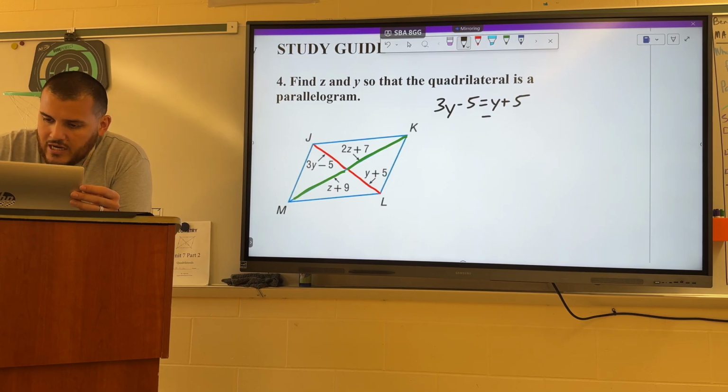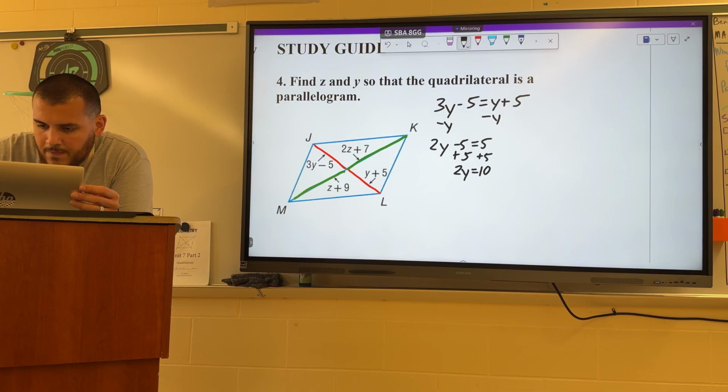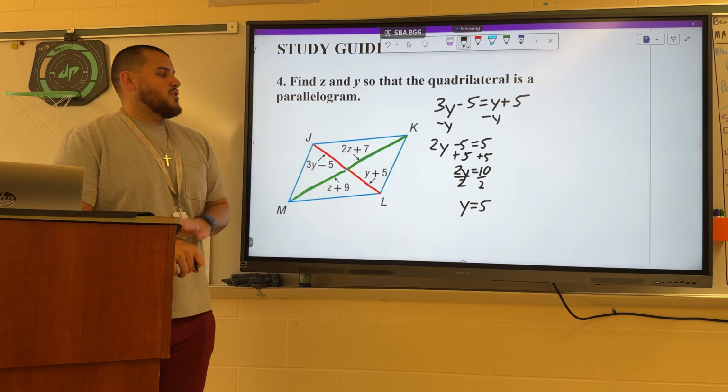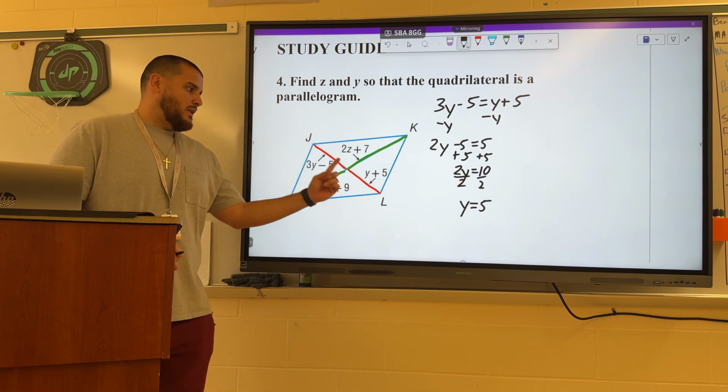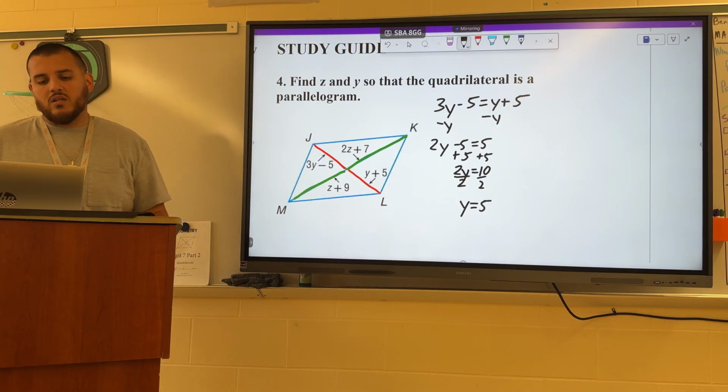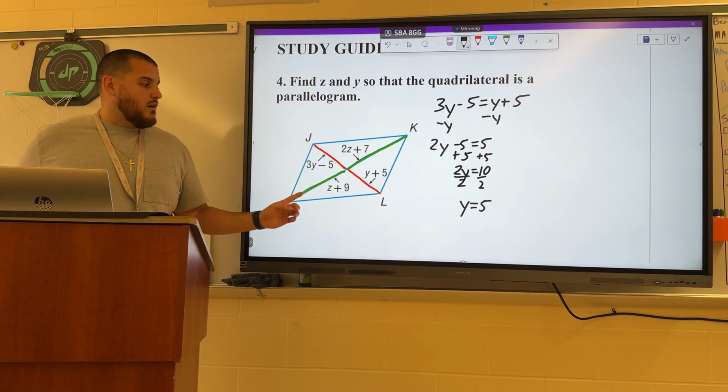Okay, we can subtract the y from both sides to get the y's to our left, we get 2y minus 5 equals 5. We can add 5 to both sides to get that 2y alone. It gives me 2y equals 10. And we can divide both sides by 2, so y equals 5. So to make this a parallelogram, we need those congruent pieces, which means that y would have to be 5 units long. Now we're looking at z on our other diagonal.